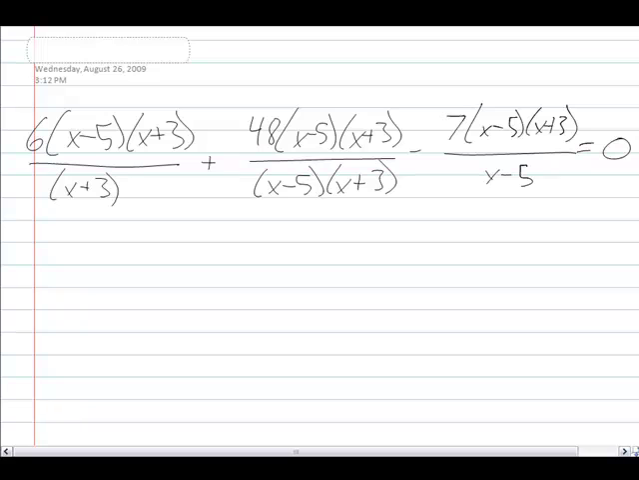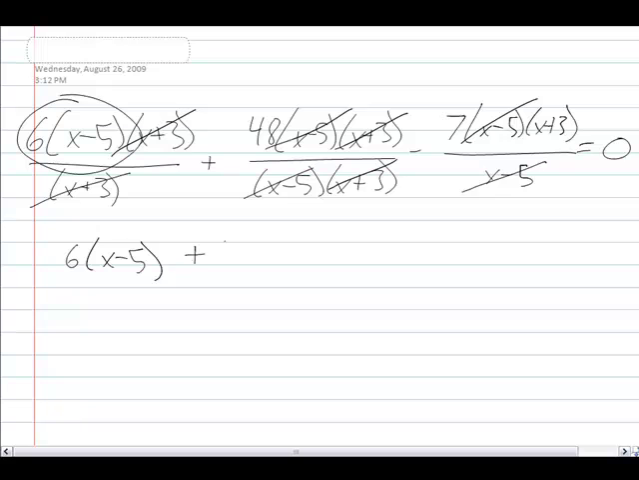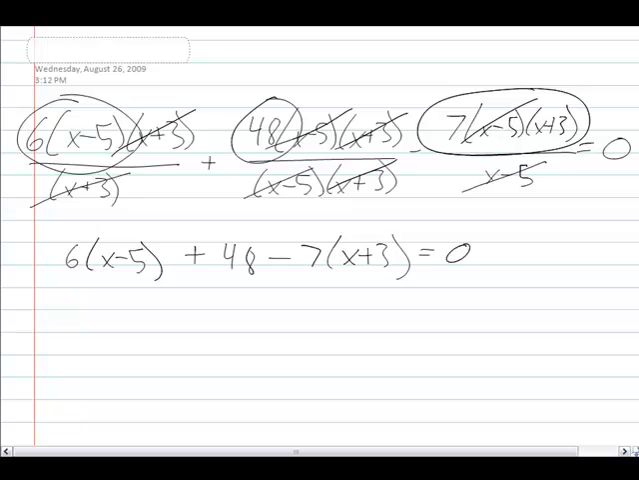So now, just like in the previous problem, we're going to see what can cancel. And we know we've done it right if all of the denominators are now gone. So starting at the left, this x plus 3 will cancel with that x plus 3. And x minus 5, and x minus 5, and x plus 3, and x plus 3. And x minus 5, and an x minus 5. What are we left with now? 6 times x minus 5 over here, plus just a 48 here, minus 7 times x plus 3 over here, all equal to 0.